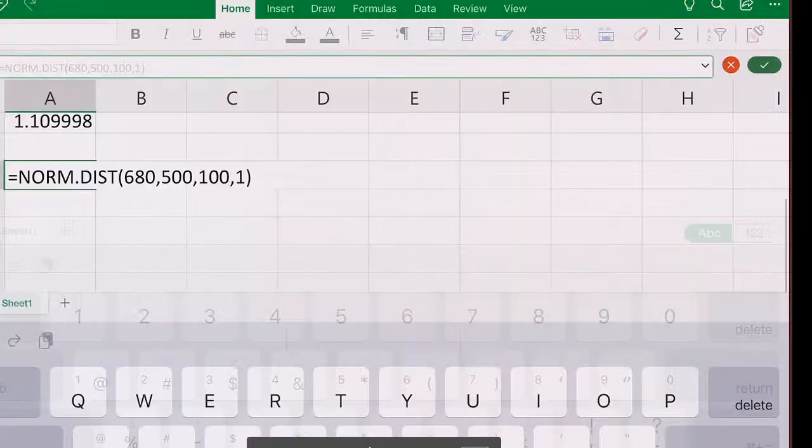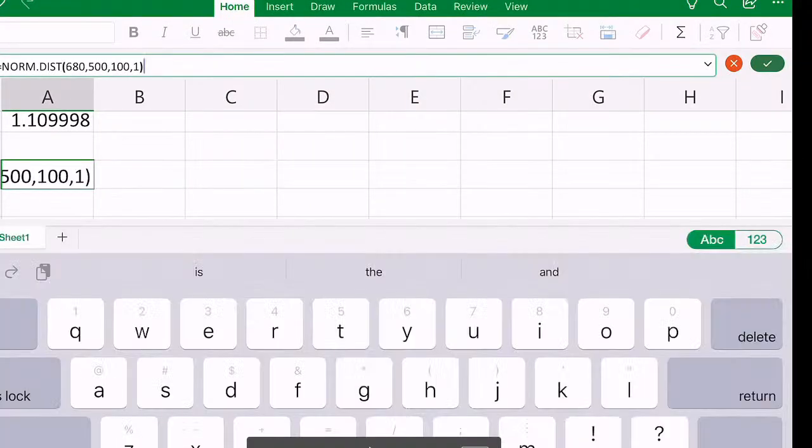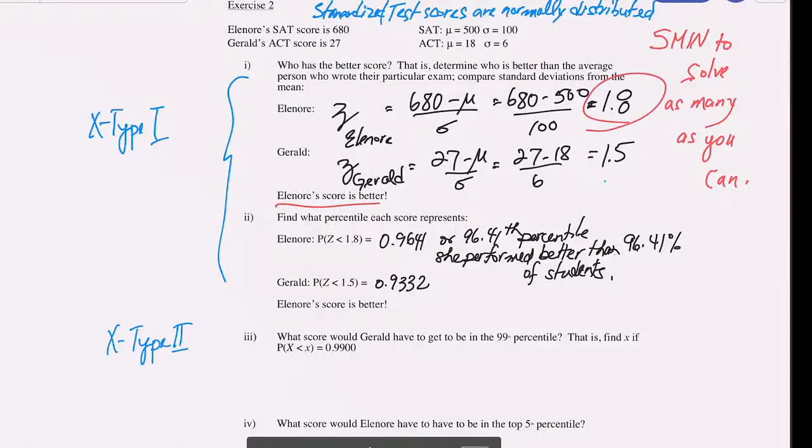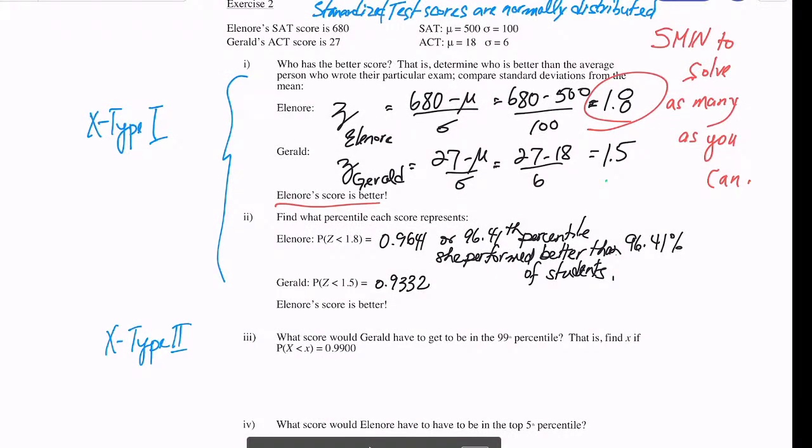All right, and now we press enter. And did we get the same answer? 9641? We did. So that's how you use and solve for the normal distribution in Excel. You see, I didn't have to do all this stuff. I need you to know how to do this, but I wanted to show you that you can use Excel to solve these problems as well.